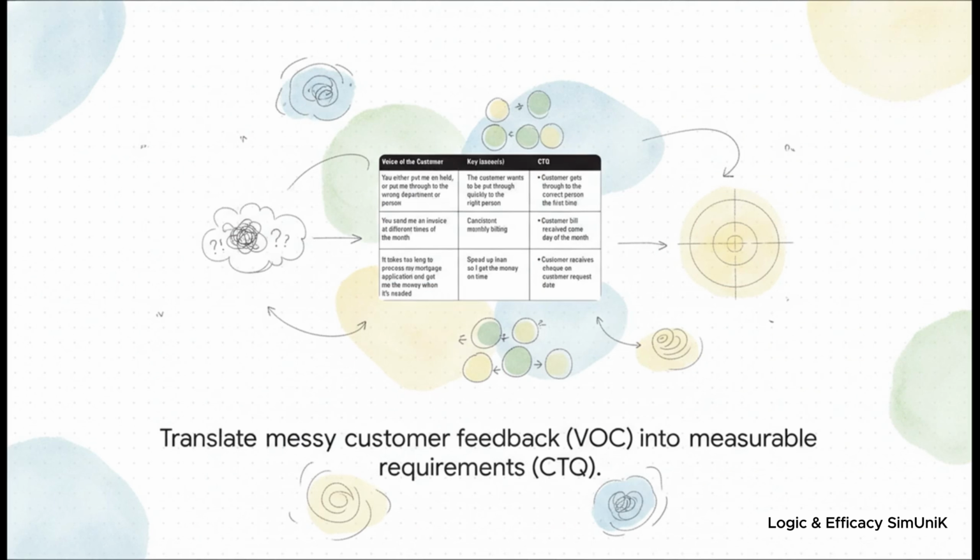And this is where the affinity diagram is your absolute best friend. You can take all those vague customer complaints like, you put me on hold or you sent me to the wrong department, and you group them. So what's the theme? It's that the customer wants to be put through quickly to the right person. Boom. And from there, you can define a measurable CTQ, like the customer gets through to the correct person the first time. See how that works? From vague feedback to a specific metric.